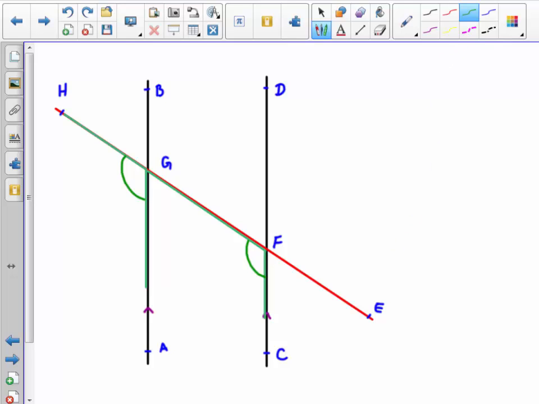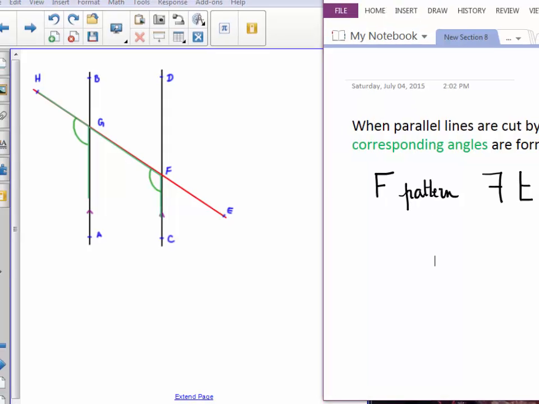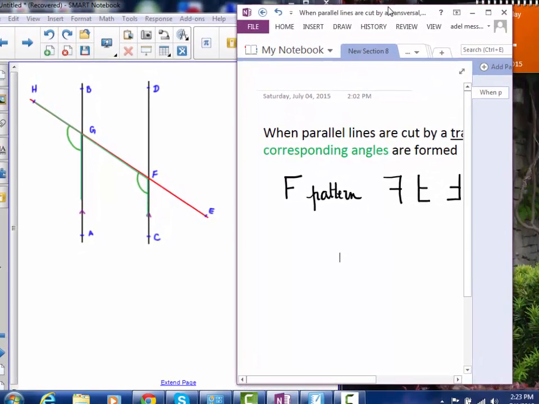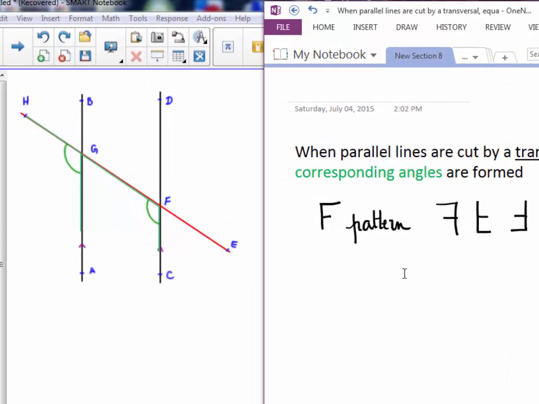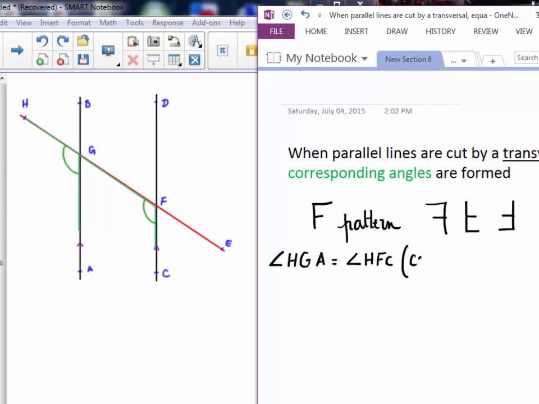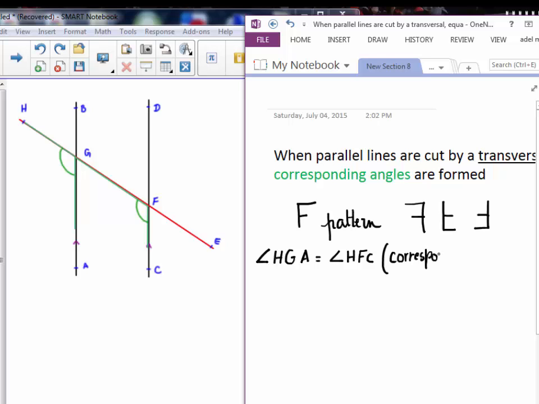So how can I write that? I go to this one, and I see these two angles, angle HGA equal to angle HFC. Again, I have to show the reason to the teacher, and I have to write corresponding angles. Excellent. Do I have other corresponding angles?